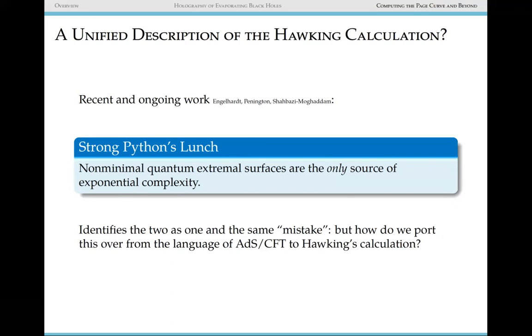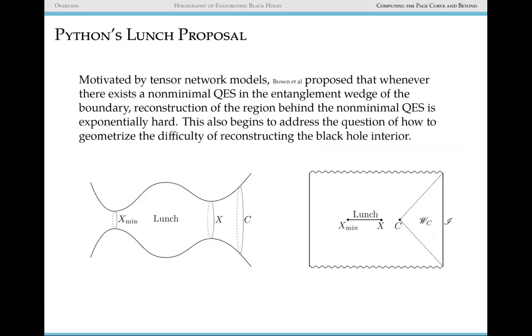So how do you show something like the lunch thing? So, very important to your proposal, this is not proven. Okay, this is a conjecture. Now you can say, based on what is this conjecture being proposed? And the answer is that this conjecture is being proposed based on tensor network models.